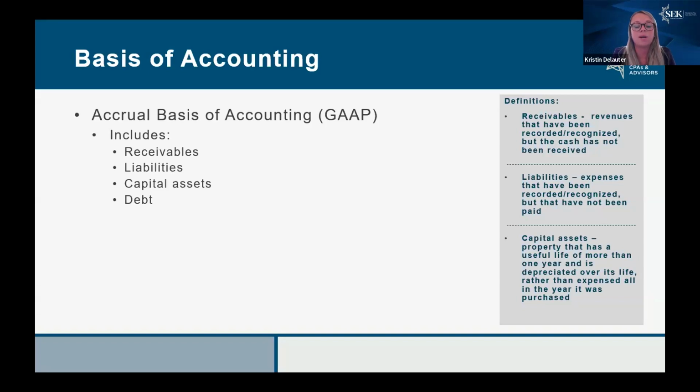And then debt is also recognized on the accrual basis of accounting. So this would include notes and bonds payable, as well as any lease obligations that would qualify under GASB 87.